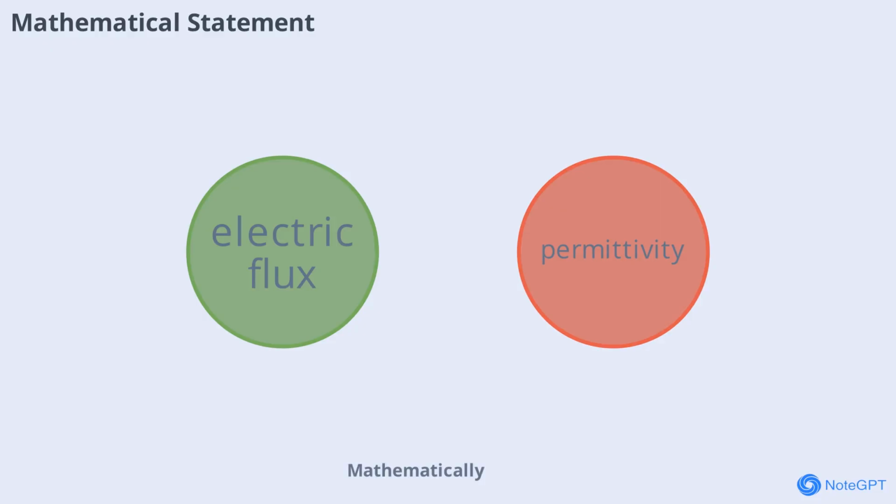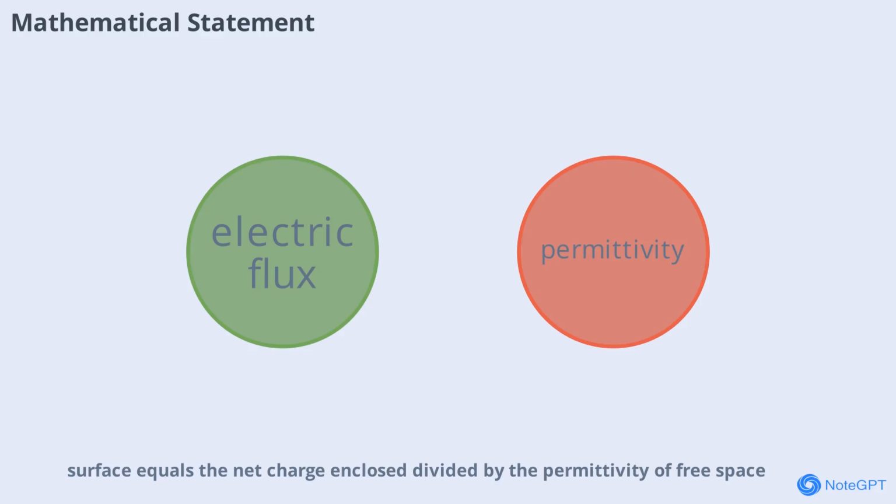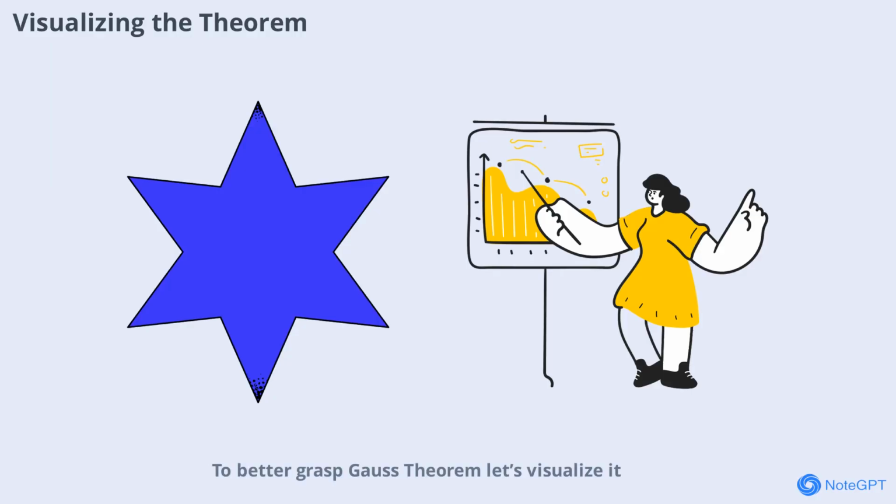leaving the region. Mathematically, Gauss' theorem is expressed as the total electric flux through a closed surface equals the net charge enclosed divided by the permittivity of free space. This concise equation captures the essence of the theorem and serves as a powerful tool for solving a wide range of problems in electromagnetism. To better grasp Gauss' theorem, let's visualize it.